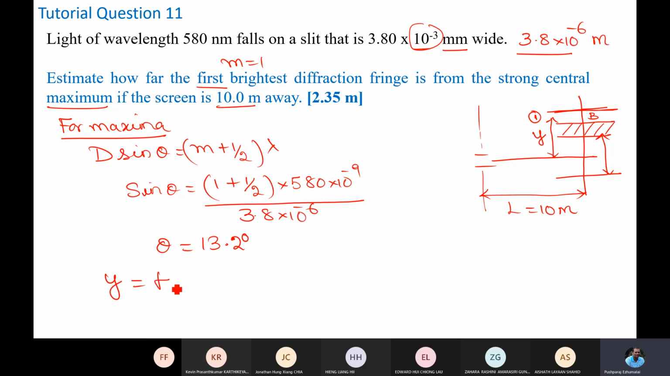Then what is the formula to calculate y? y is equal to tan theta times L value. So what is tan theta? That is tan 13.2 degree times 10. L is 10. So tan 13.2 multiplied by 10, so 2.35 meter. That is the distance. So 2.35 is the distance.